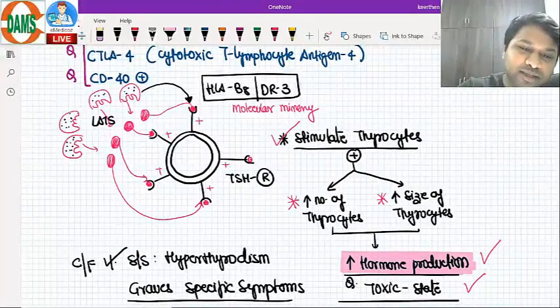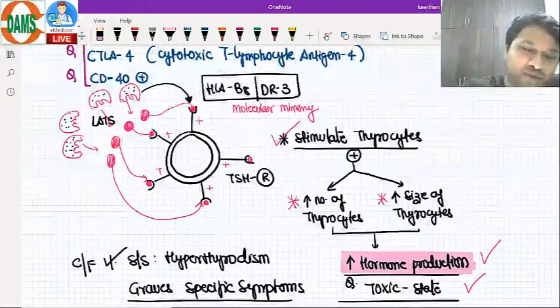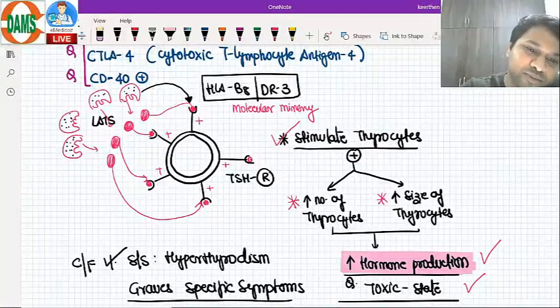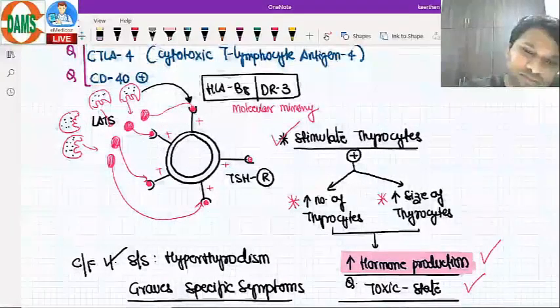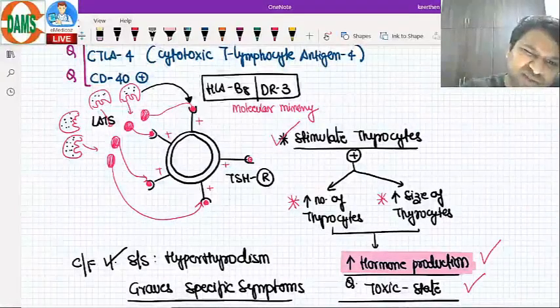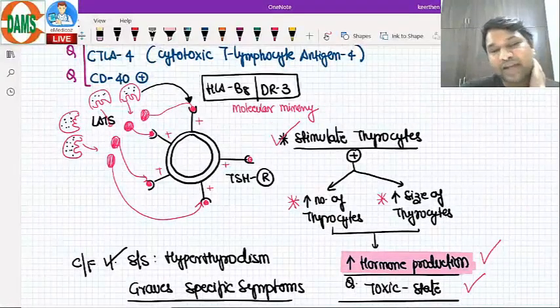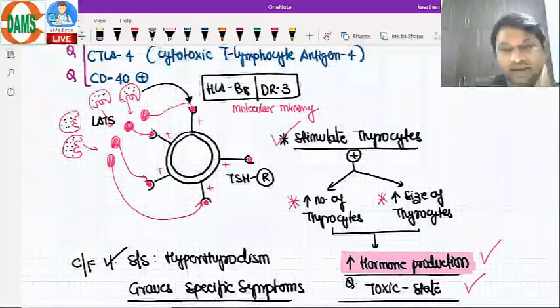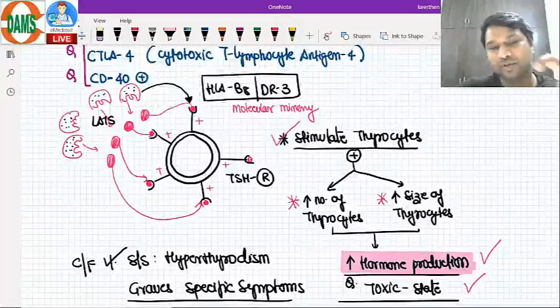Bruit is that hissing noise you hear when you place a stethoscope. When vascularity increases, the blood flow becomes turbulent, and turbulent flow is what you hear, that is called a bruit. No, but Graves ophthalmopathy is one of the eye signs of toxic goiter. When we talk about Graves, we talk specifically about exophthalmos pertaining to Graves.